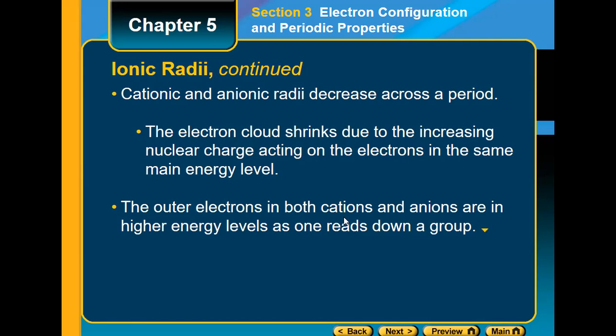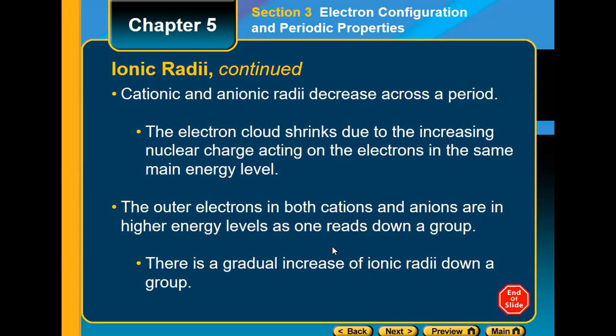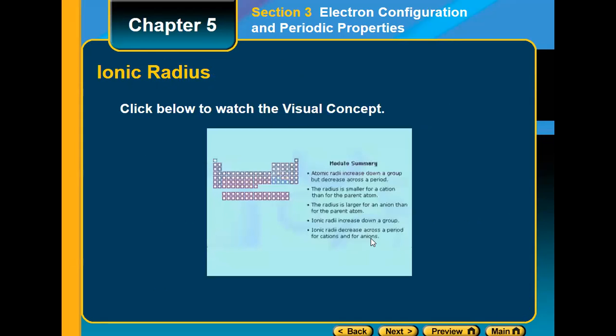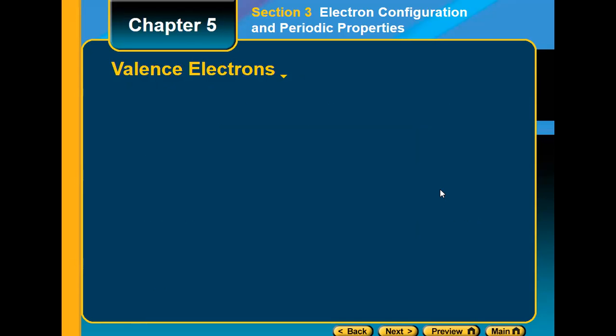The outer electrons in cations and anions are in higher energy levels as one reads down a group, which means the radius increases as we pass through the group. There is a gradual increase of ionic radii down a group. So here, we said that the ionic radius increases down a group.